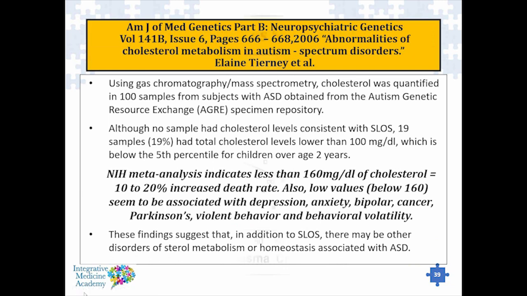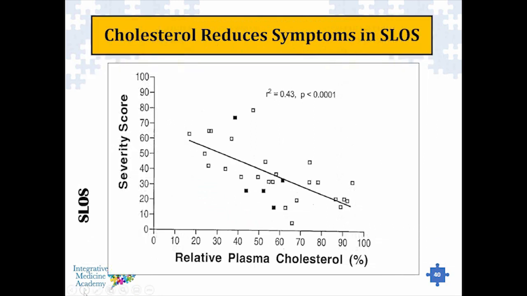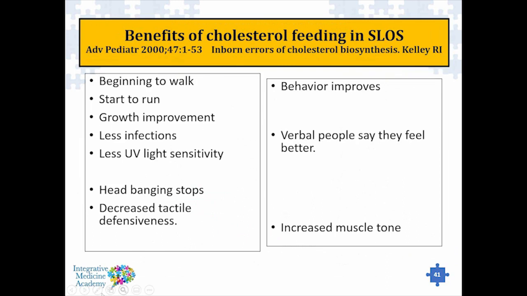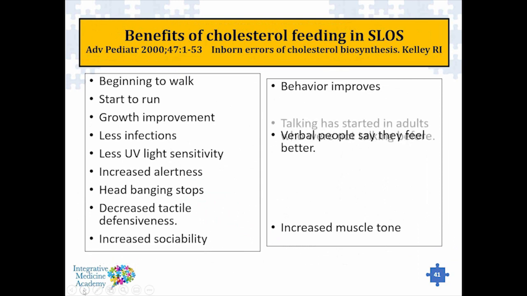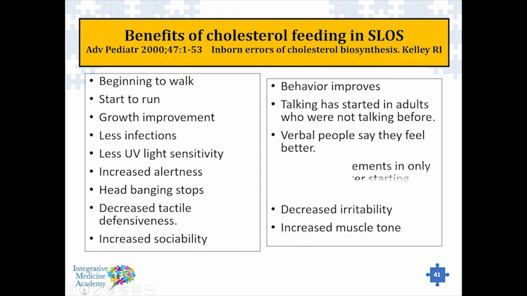One of the things that's seen in SLOS kids is the lower levels of cholesterol, generally the worse symptoms they have. And for a lot of these kids, it's problems in behavior issues. So head banging, tactile defensiveness, poor muscle tone, decreased sociability. And one of the things that's often seen when these kids get cholesterol, usually through eggs or some other food, is there's often improvement in these conditions.